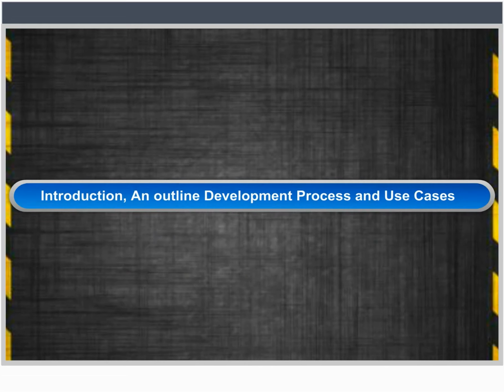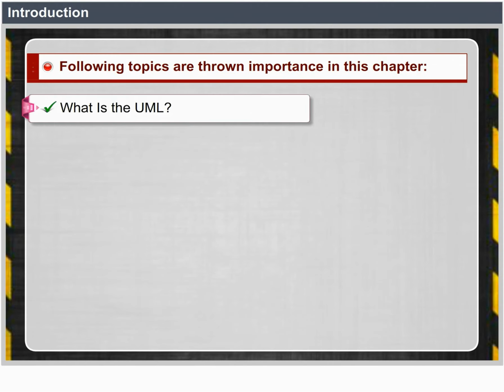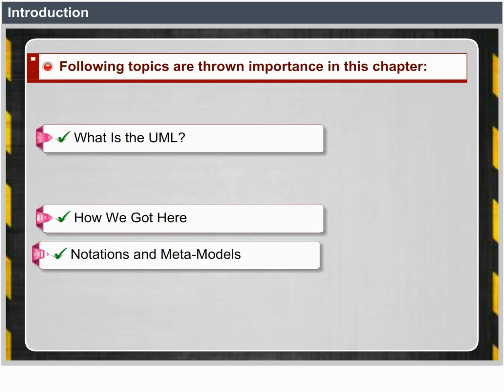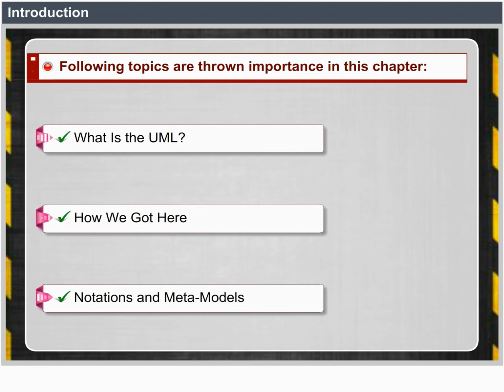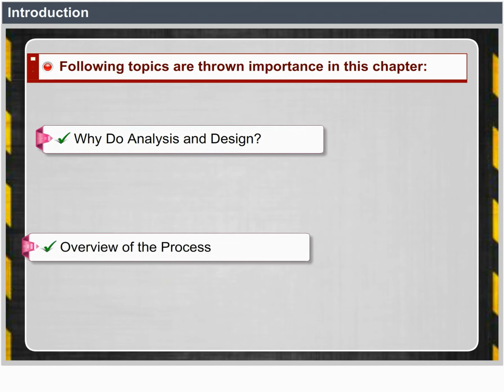Introduction: An outline development process and use cases. The following topics are given importance in this chapter. What is the UML? How we got here? Notations and meta models. Why do analysis and design?